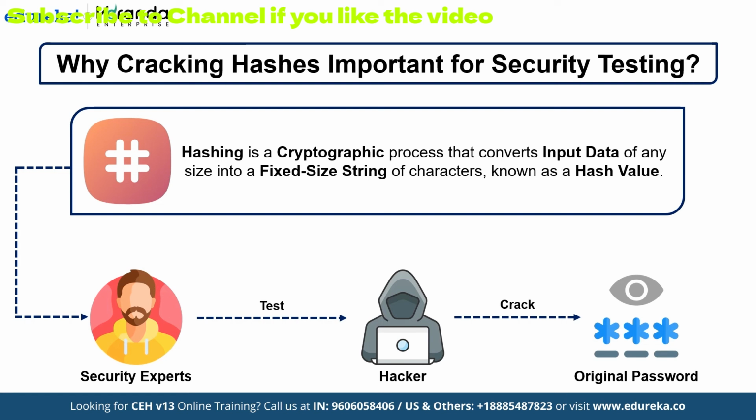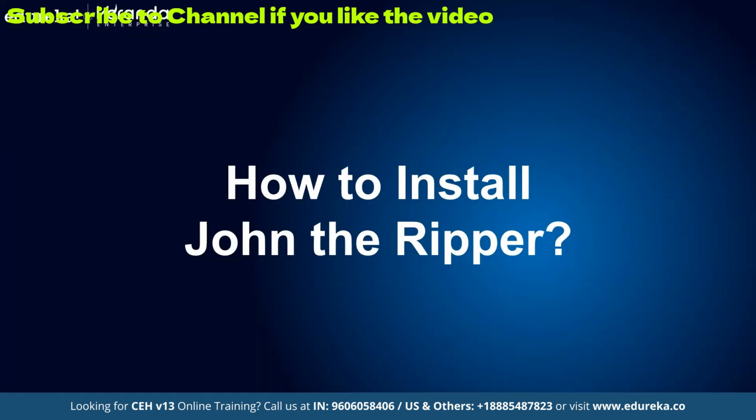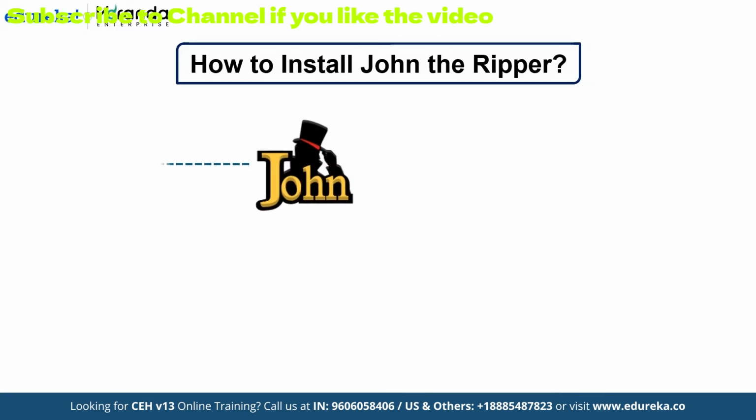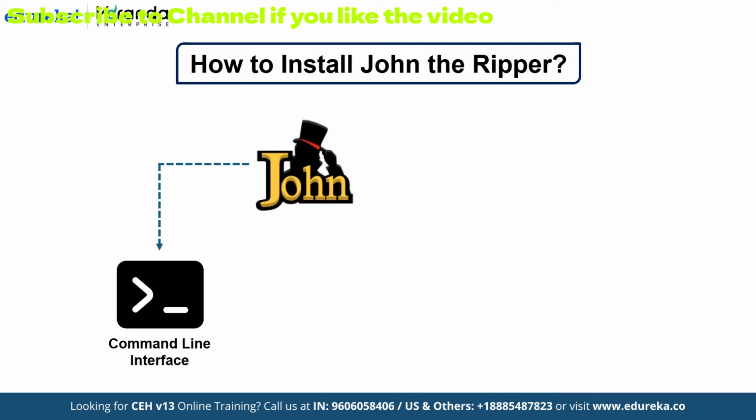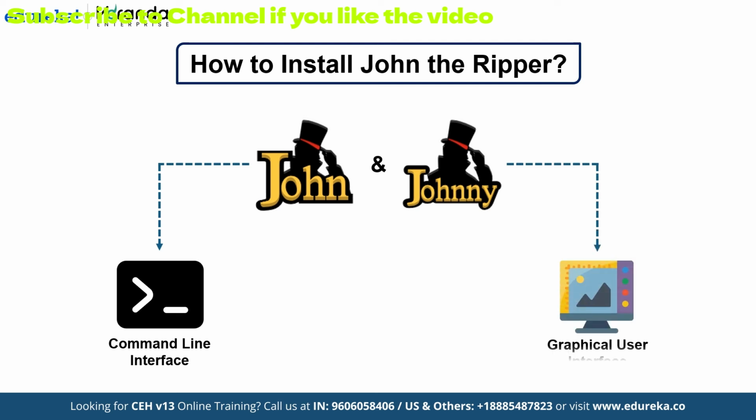Alright, now that we have got a good understanding of what John the Ripper is and how hashes work, let's get started with installing it. I will show you how to set up John the Ripper in CLI mode for those who prefer working with the command line, and also in GUI mode using Johnny for those who want a user-friendly interface. So first, let's talk about installing the CLI version of John the Ripper.